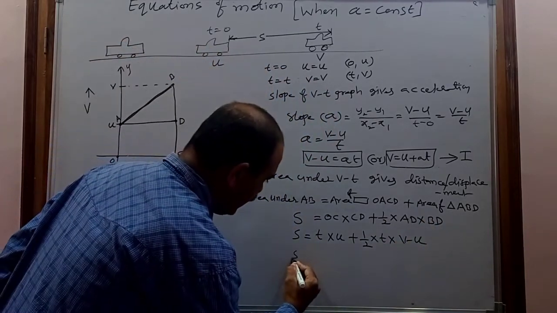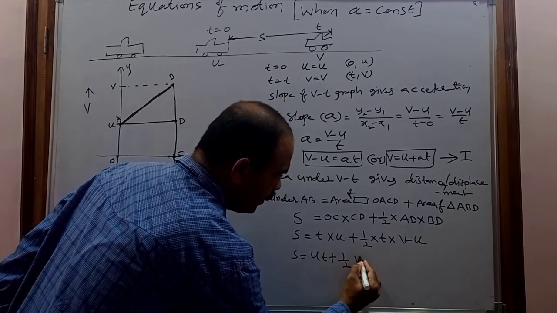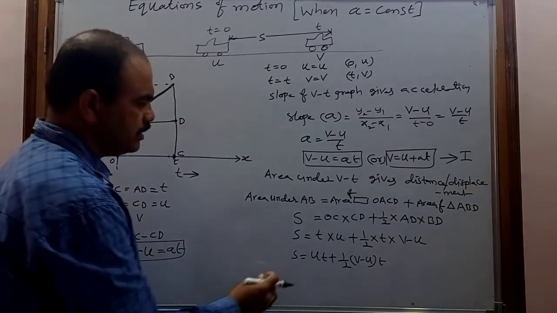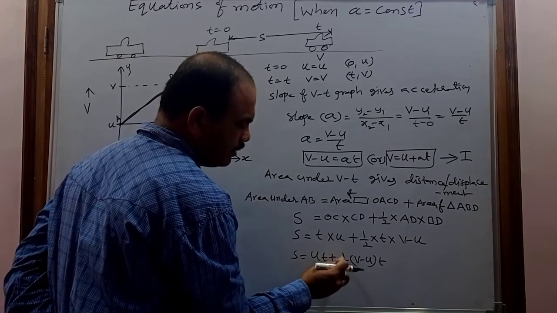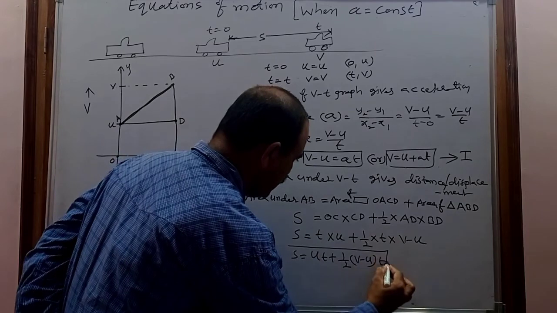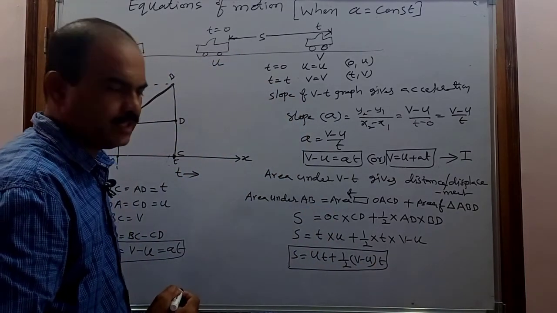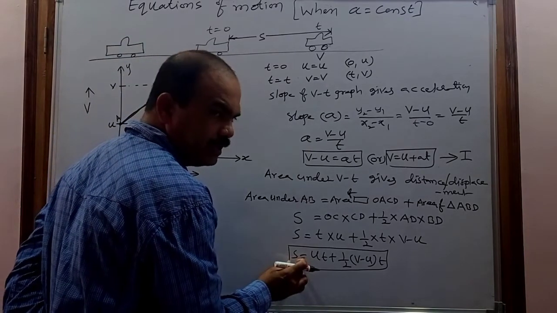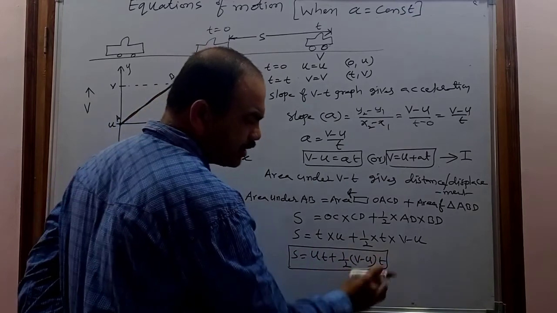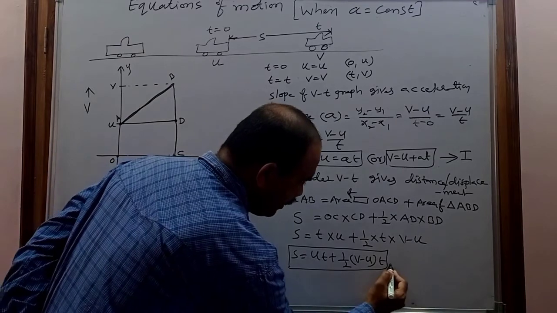So when I rearrange this equation, S equals UT plus 1 by 2 into (V minus U) into T. This is called the second equation of motion. It represents distance or displacement as a function of time. And it can also be rearranged like this.